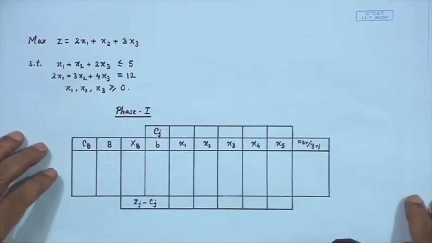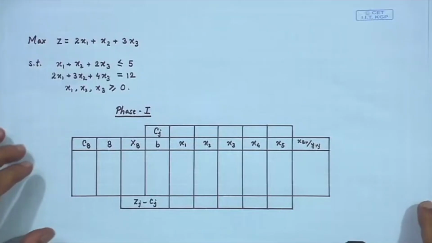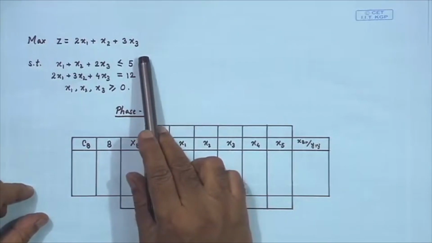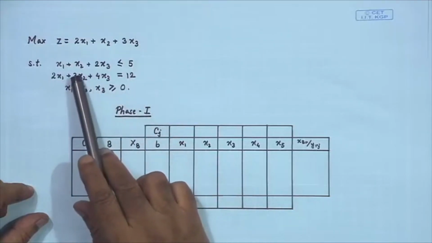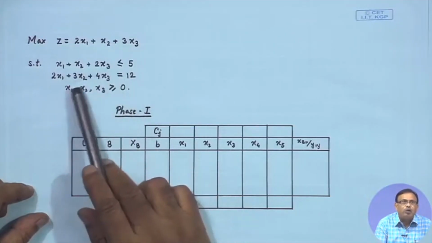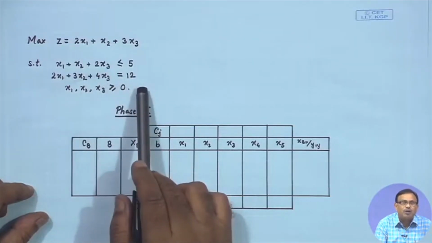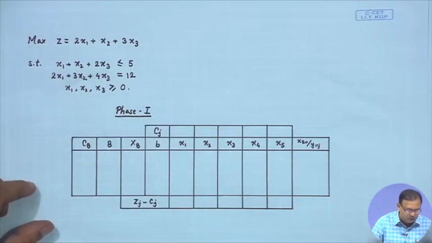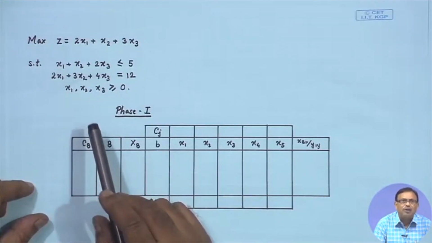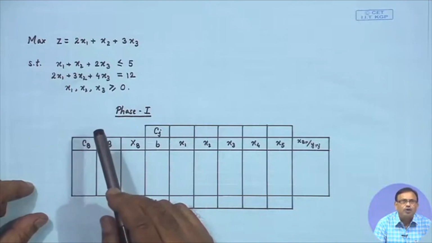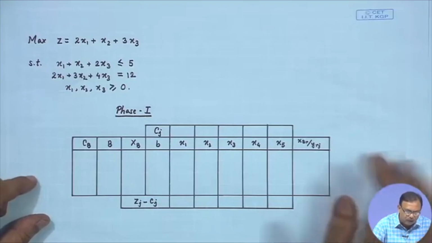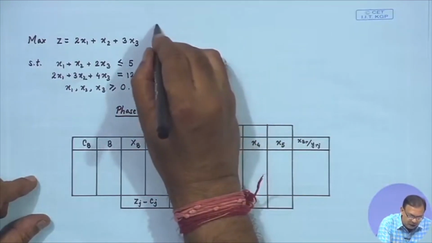Let us take the first example. I want to maximize 2x1 plus x2 plus 3x3 subject to x1 plus x2 plus 2x3 less than or equal to 5 and 2x1 plus 3x2 plus 4x3 equal to 3, and of course, you have the non-negativity restriction, that is x1, x2, x3 greater than or equal to 0. So, first thing what I will do, I will write it in the standard form.